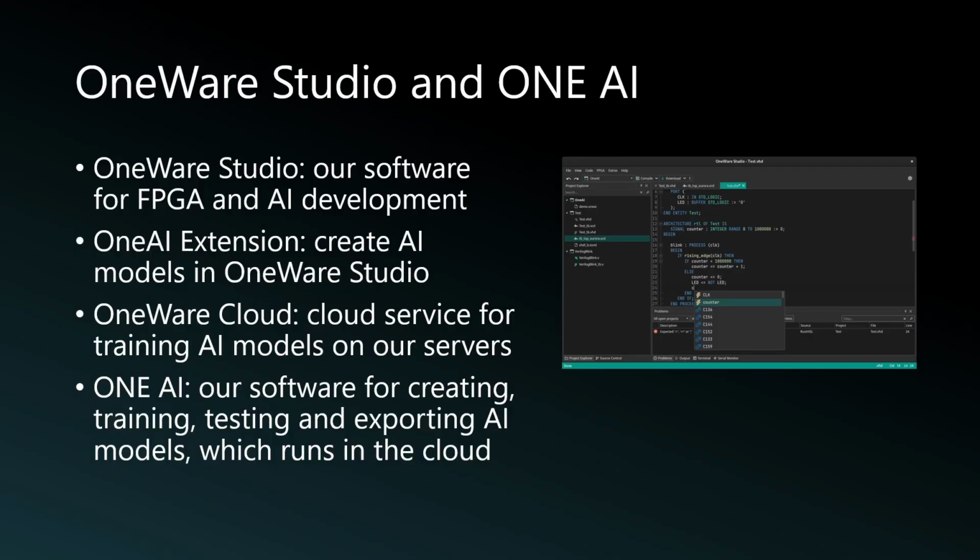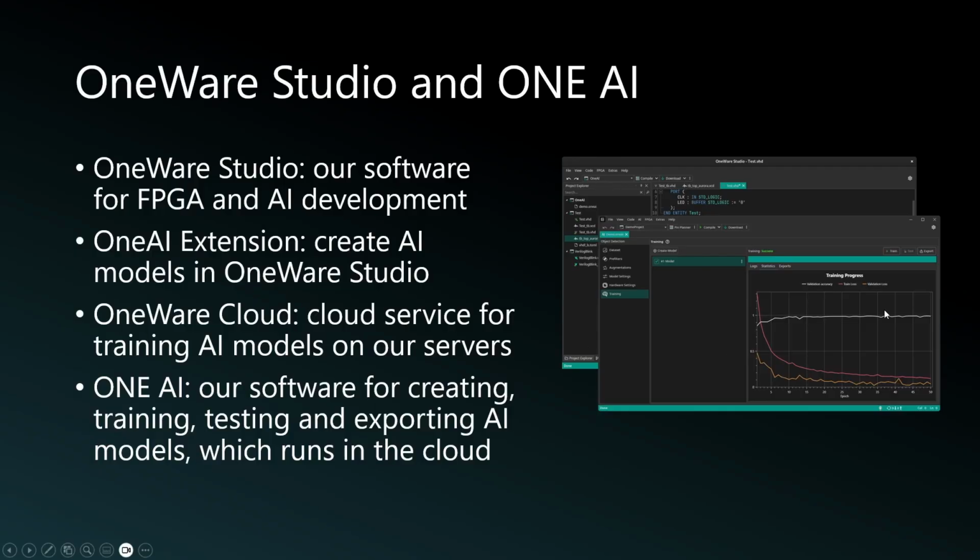First of all, we have OneWare Studio. This is our open source software for FPGA development, but also AI development. And it's quite modular and offers support for quite a few different extensions. One of them is our own ONE AI extension, and this can be used to configure and create AI models directly in OneWare Studio.